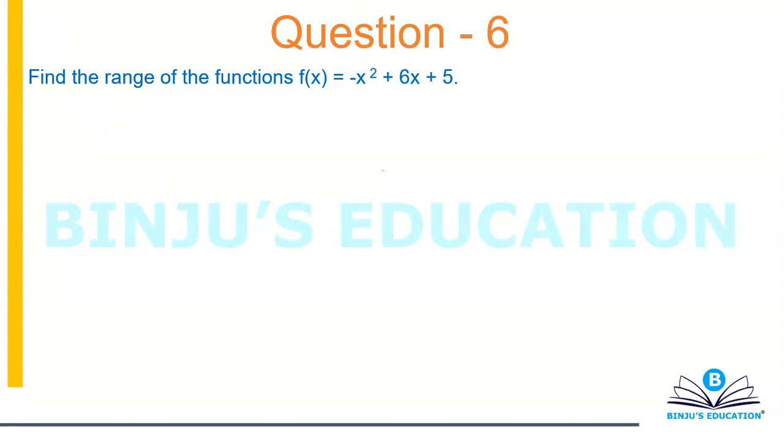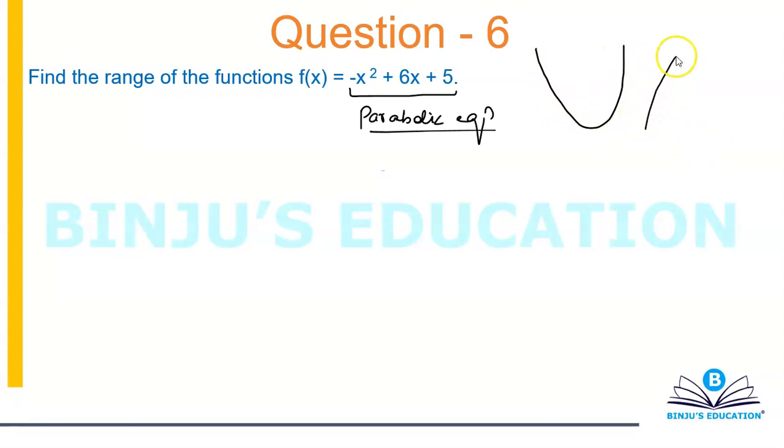Now the problem here is that you can't calculate the inverse for this function. It will actually become tiresome. So we can't do it that way. Now this is basically a parabolic equation. That is, the graph for this function will come out to be a parabola. Now you can either have an upward parabola or a downward parabola. These are the only two options that you can have.